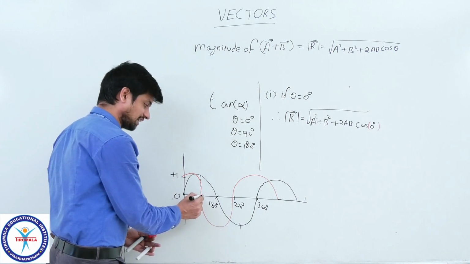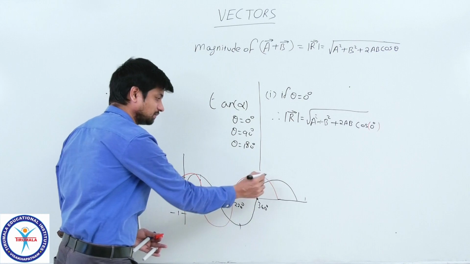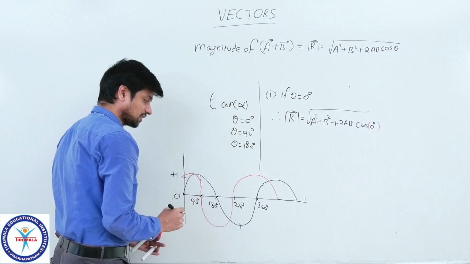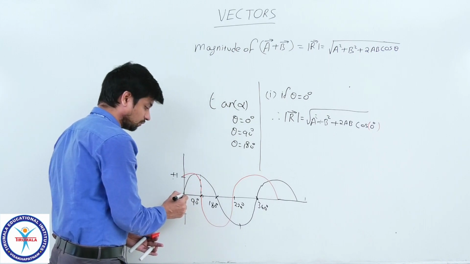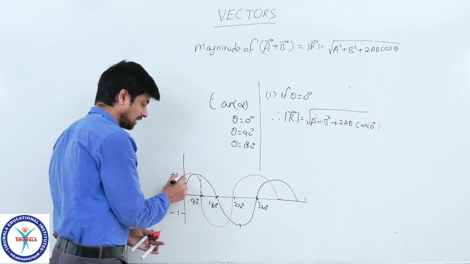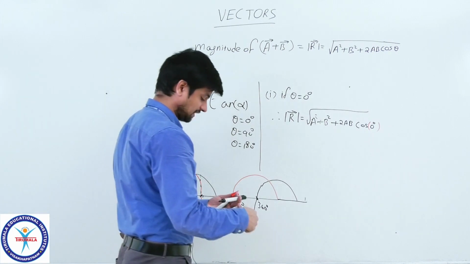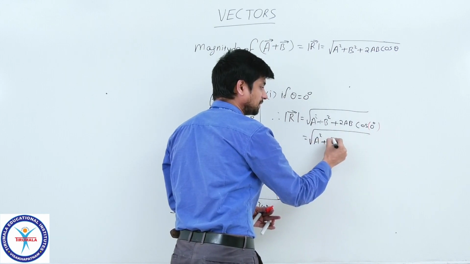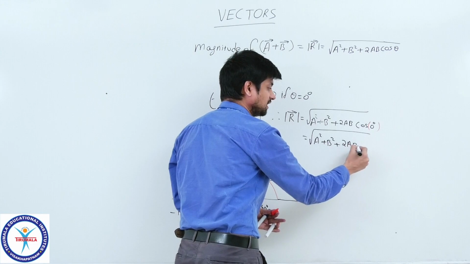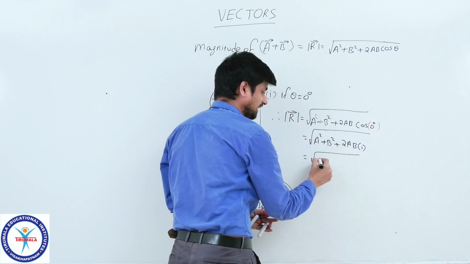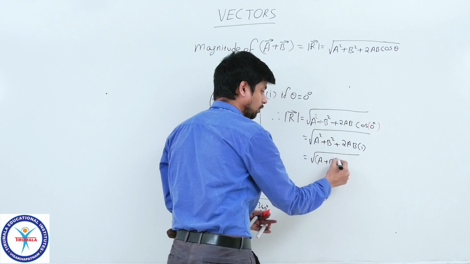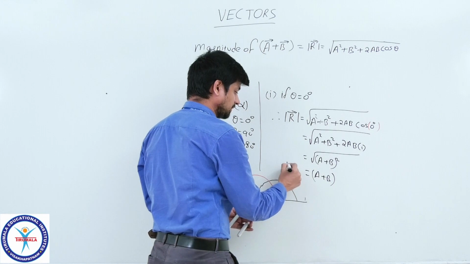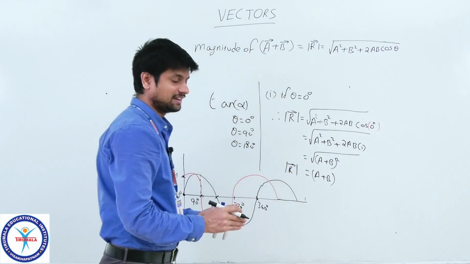If the angle is 90, that is the sine function. This black color wave is the sine wave, and this red color wave is the cos wave. So, for the red color cos wave, you can check here cos 0 at 0 degrees angle, the value is plus 1. What is that? Plus 1. So, if you substitute that value, children, A square plus B square plus 2AB into 1, this can be written as (a plus b) whole square. So, simply a plus b. So, the magnitude of the resultant gives you directly a plus b.